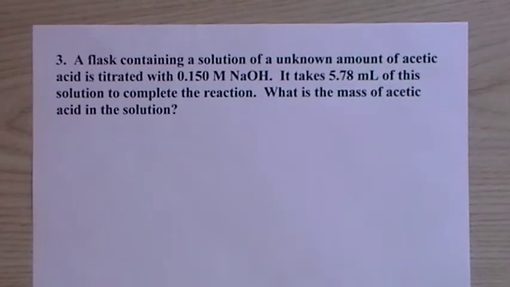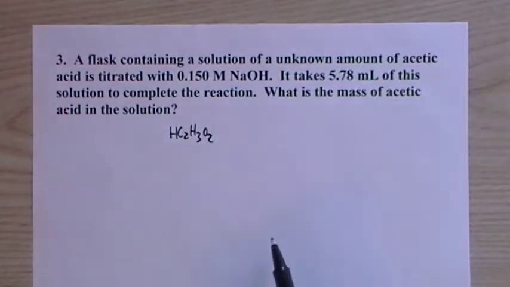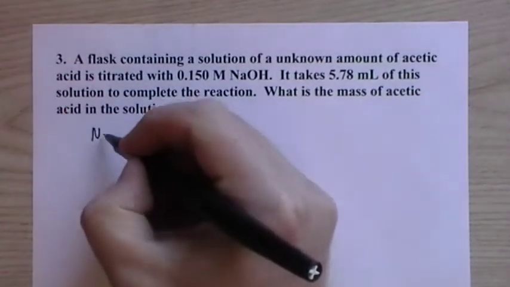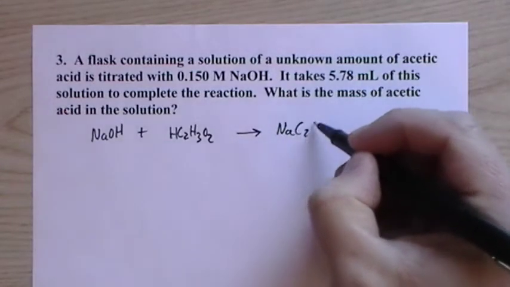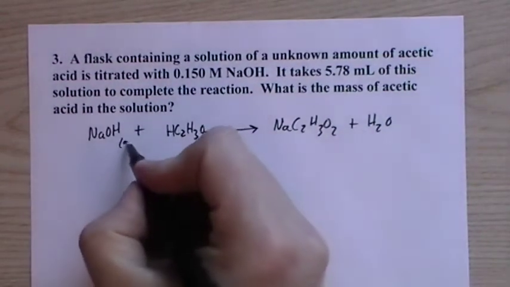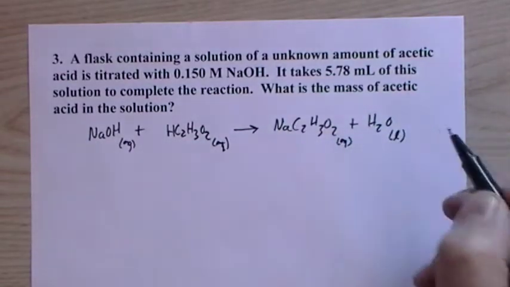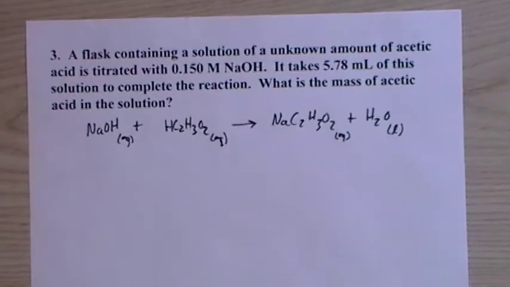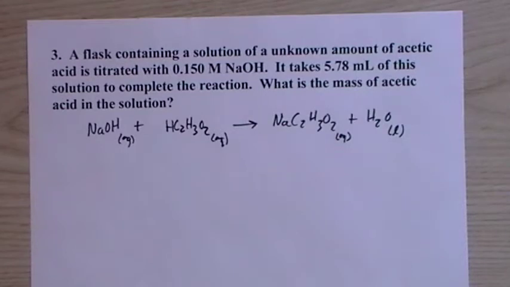A flask containing a solution of unknown amount of acetic acid is titrated with sodium hydroxide. Titrate means we're adding the sodium hydroxide, and so what we know from previous work with acids and bases, this is what should be the reaction. Should be able to find this. We've done this for finding the complete and net ionic equations before, so this is the molecular equation, but this is what we'd start with. It takes 5.78 mils of this solution to complete the reaction. What is the mass of acetic acid in the solution?